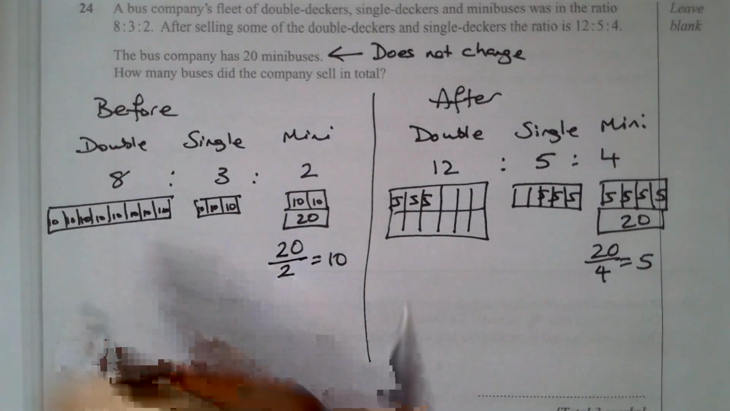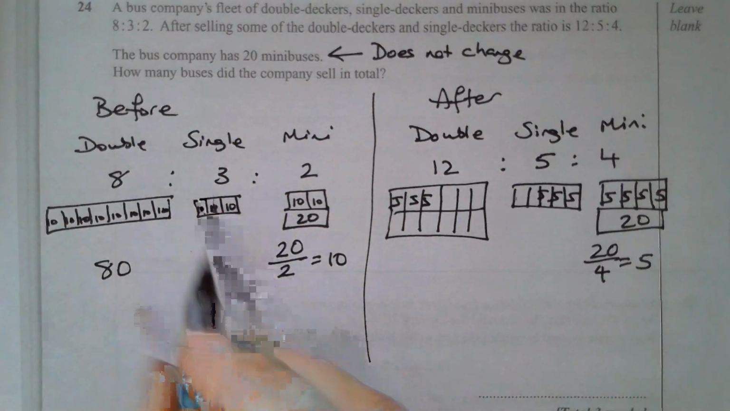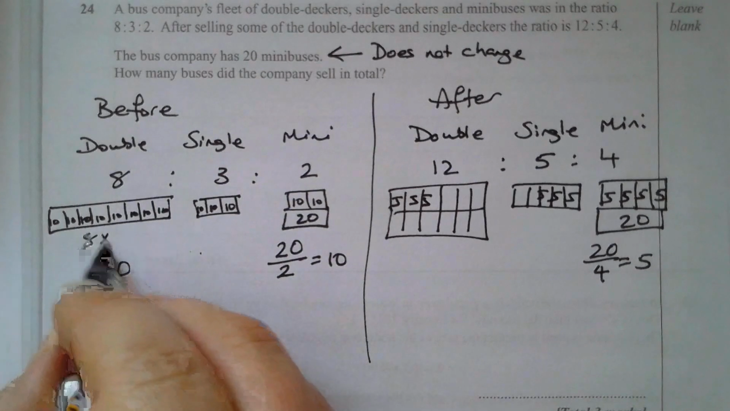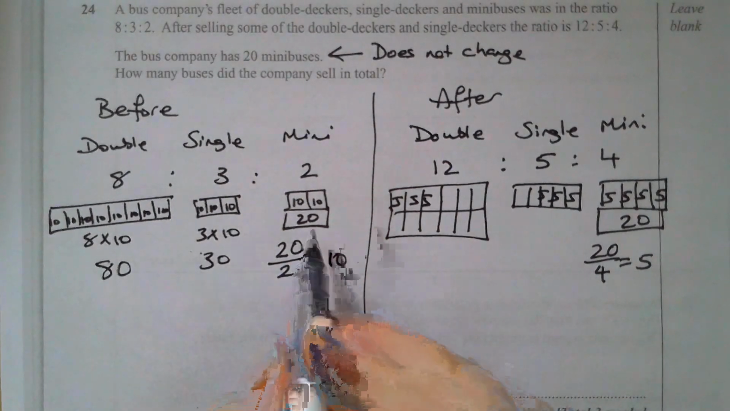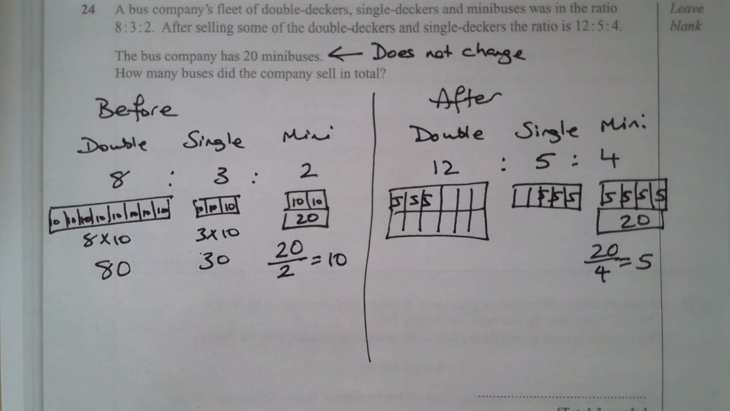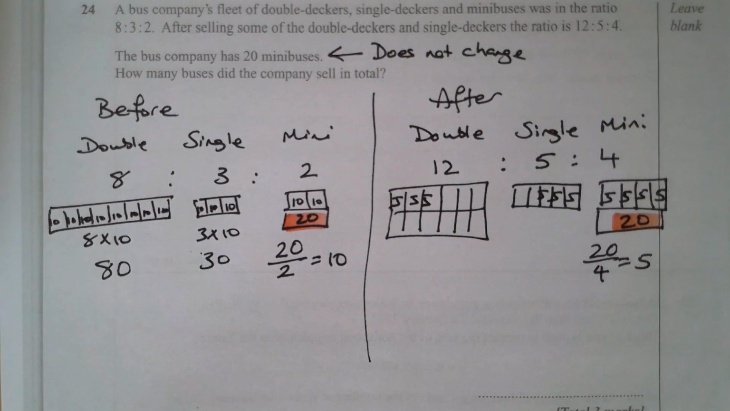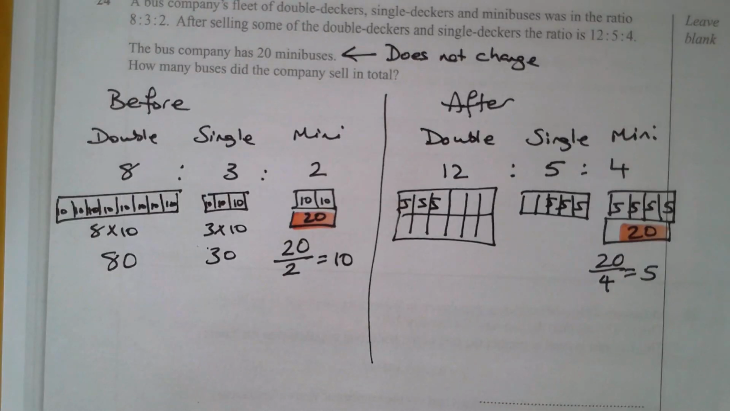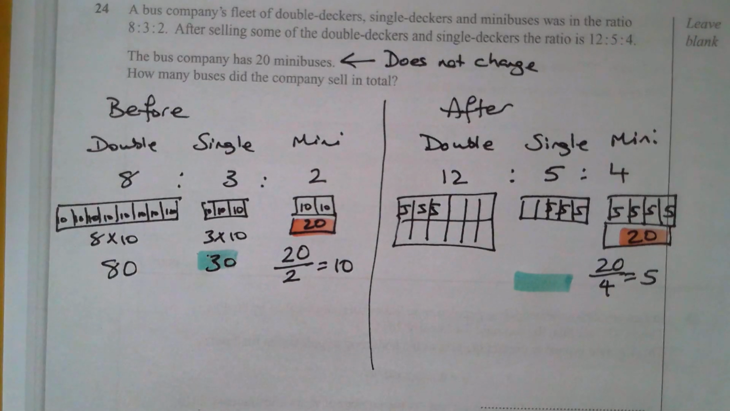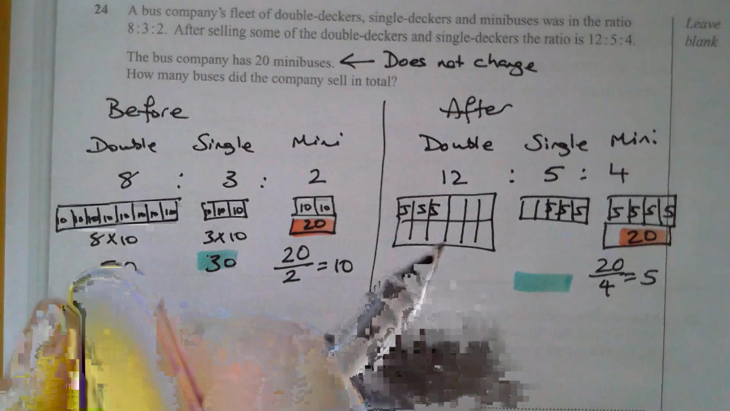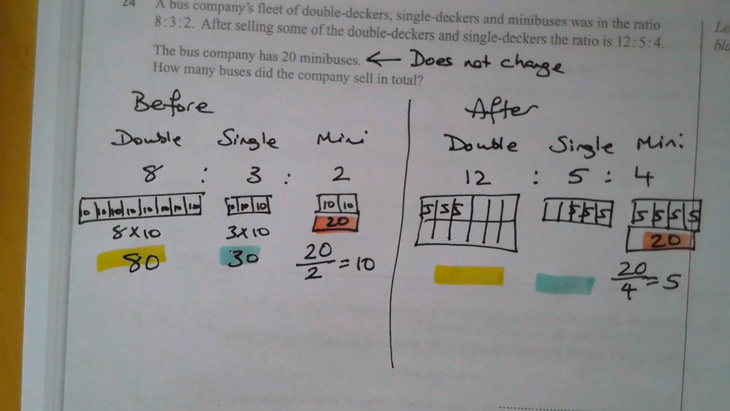So how many double-deckers do we have to start with? We have 80. That's 8 multiplied by 10. 3 multiplied by 10 is 30. And we have 20. We knew that 20 here. So minibuses don't change. Singles are here, and we're going to work out the singles here. And the double-decker buses, and we're going to work out the double-decker buses here.